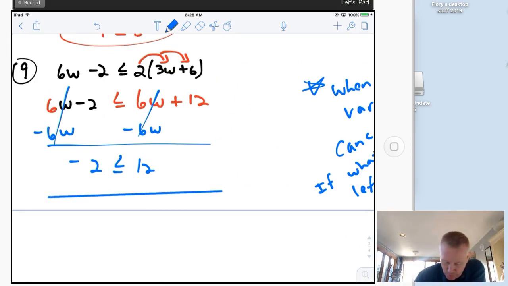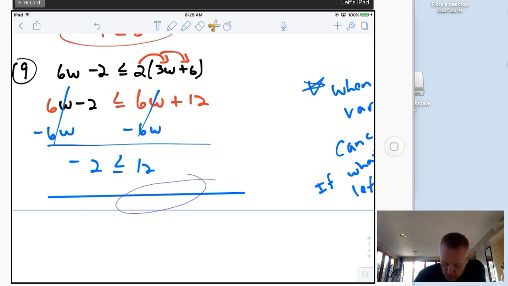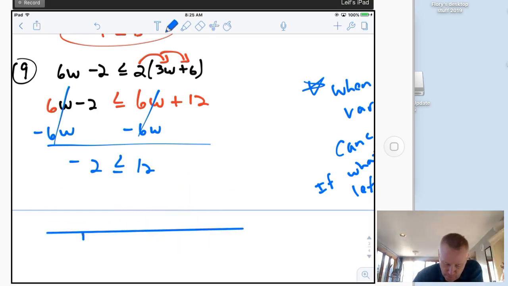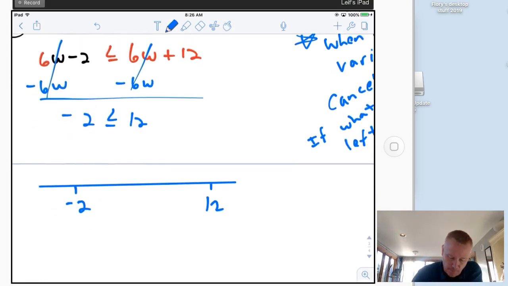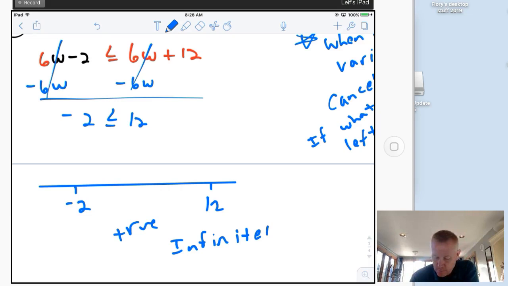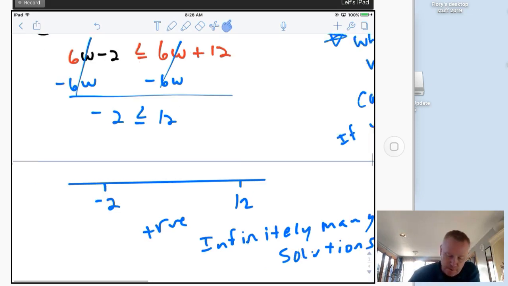Well, if you look at it from a number line point of view, where is negative 2 compared to 12? This is true because all negative numbers are less than all positive numbers. So you can see it's on the left of it. Therefore, this is true, which means this has infinitely many solutions. All right, so that's the answer to that one.